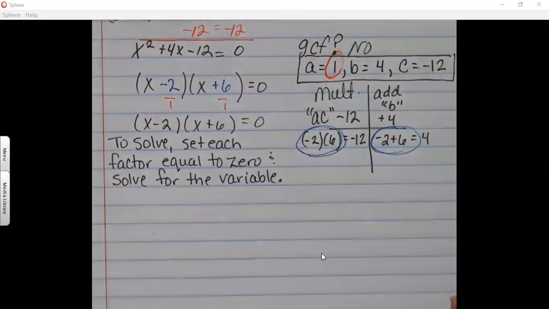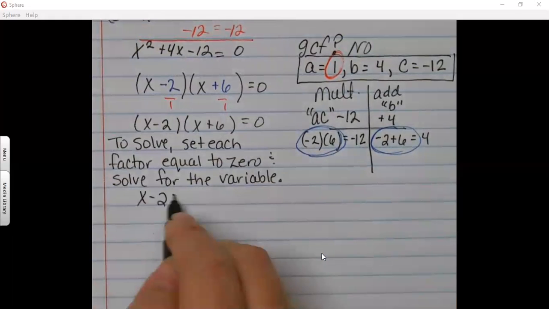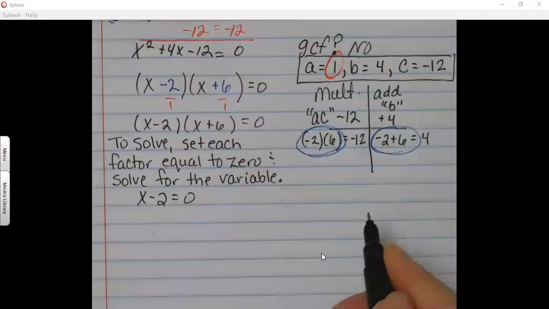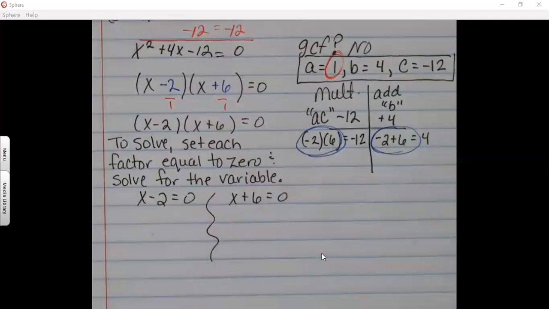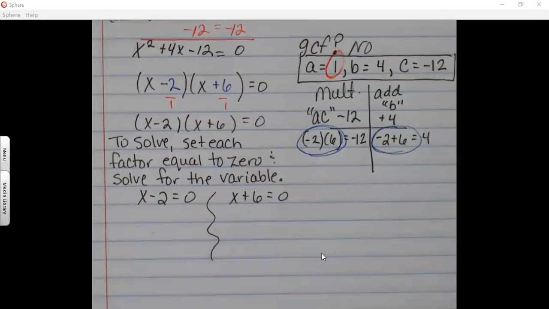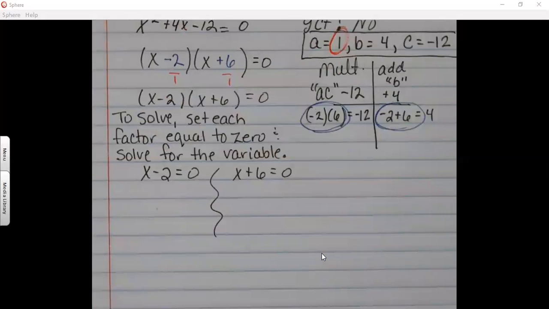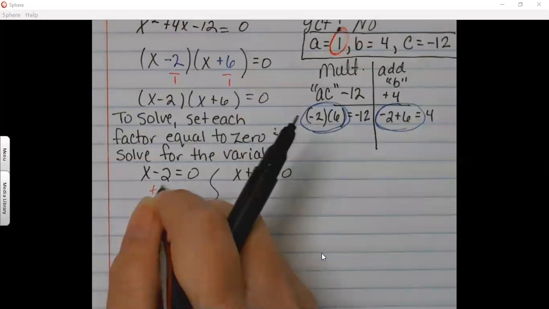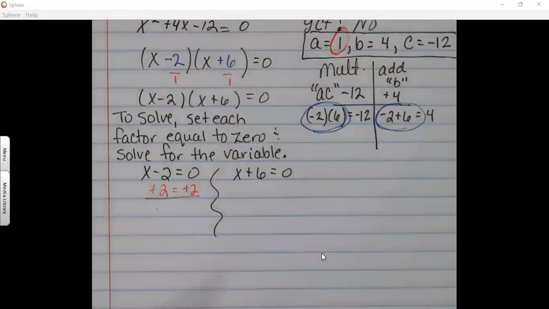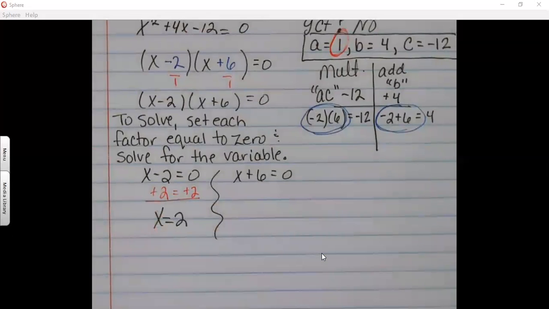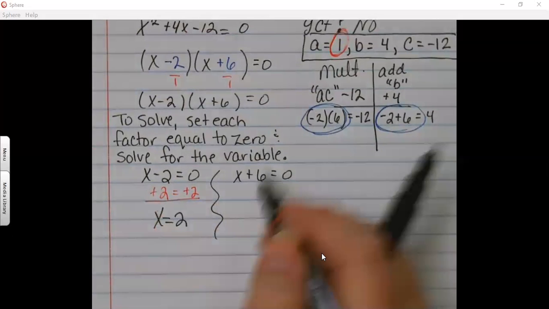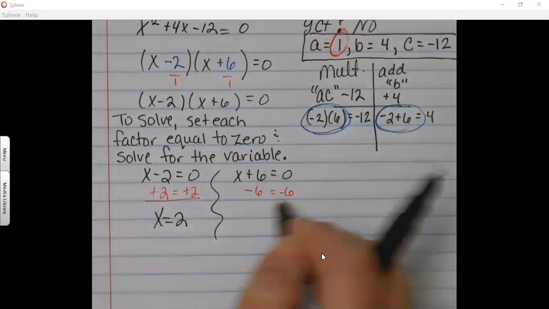So I've got two factors. X minus 2 is a factor, x plus 6 is a factor. Set x minus 2 equal to 0. I'm going to set x plus 6 equal to 0. And then I'll solve them separately. So for the x minus 2, I'm going to add 2 to both sides. X equals +2. Do you see, Toby, how it's +2? And on the other one, you subtract 6 from both sides, and x equals -6.